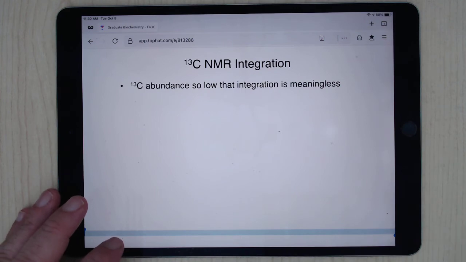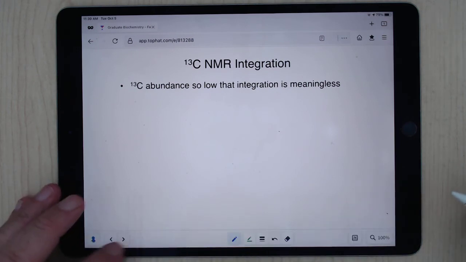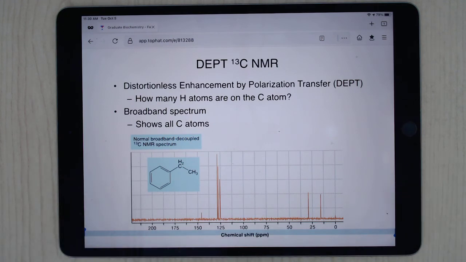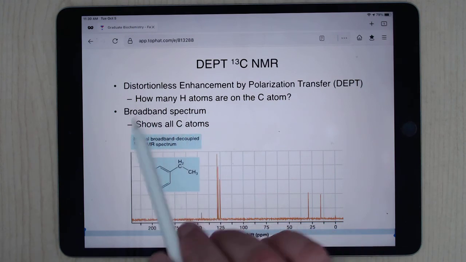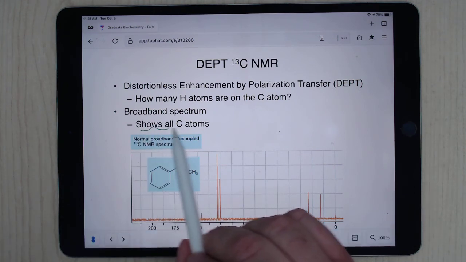The other thing is, for integrations, they're essentially meaningless. With hydrogen we would say it integrates to 2, so it must be CH2. We can't really do that with carbon. Just because a signal is higher doesn't necessarily mean there are more carbons associated or hydrogens. There are other ways that we can do that, which are what's called the DEPT experiments. The broadband is where we're looking at all the different carbons. It shows all the carbons.